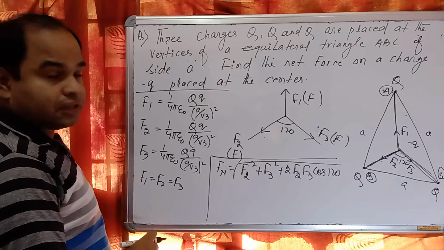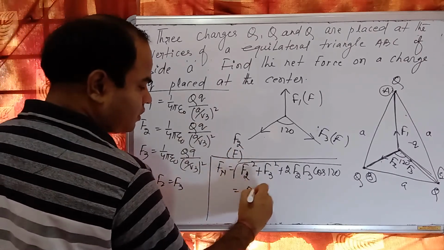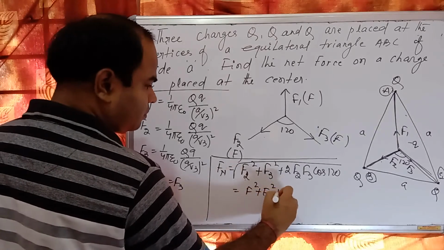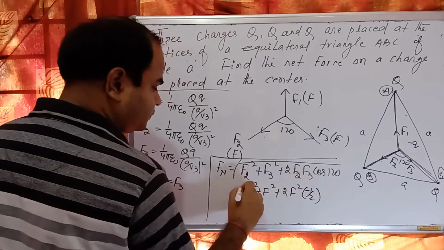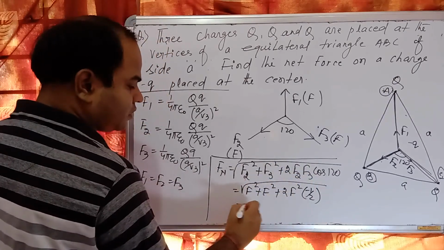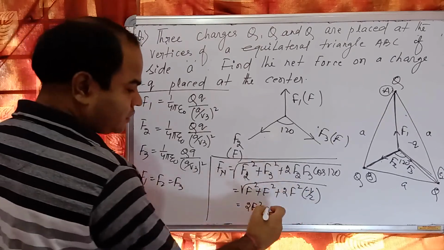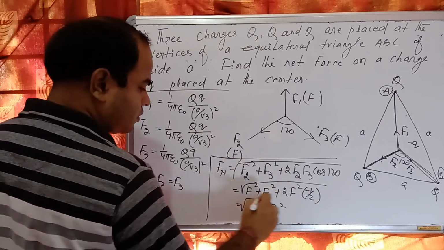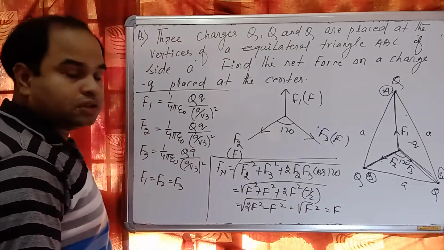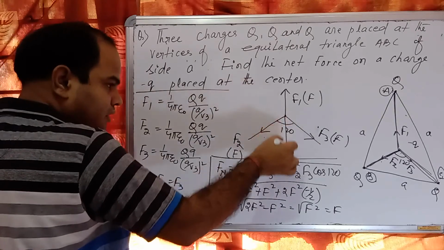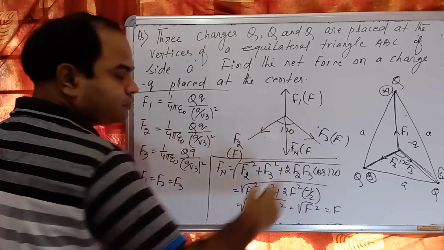F2 and F3 are equal, so let us represent them as F. That is F square plus F square plus 2F square cos 120, and cos 120 is minus half. So 2F square times minus half gives minus F square. So this is F square, and this is F. So the resultant force F net is equal to F.